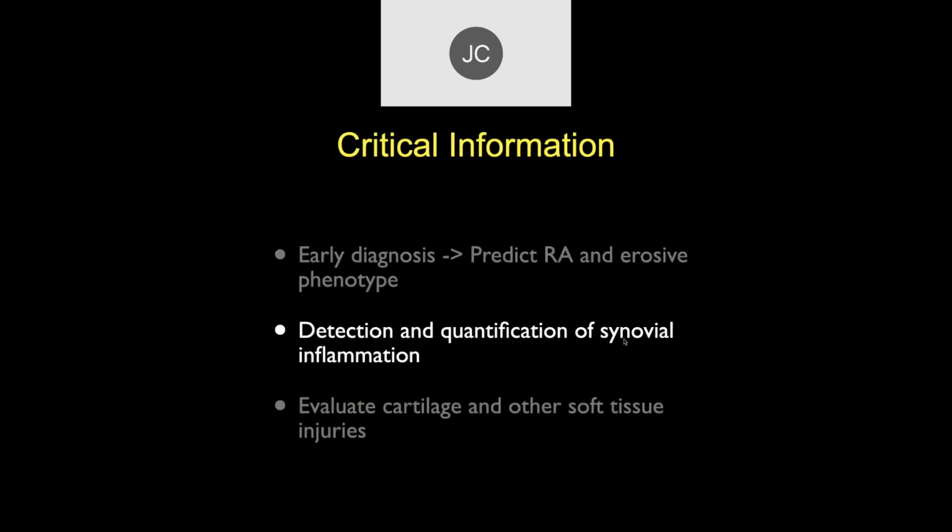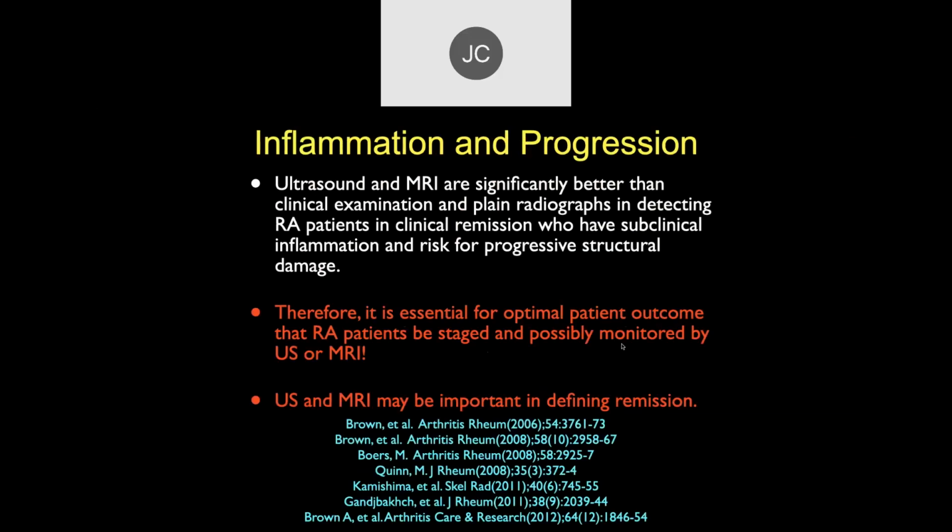Now, as far as detecting and quantifying synovial inflammatory disease, there have been a number of papers looking at this. Ultrasound and MRI are significantly better than clinical examination and plain radiographs in detecting RA patients in clinical remission who have subclinical inflammation and risk for progressive structural damage. And we know that in previous years, patients who seemed to be in clinical remission, before we had good drugs for them, tended to have progressive disease and end up with poor prognoses down the line.